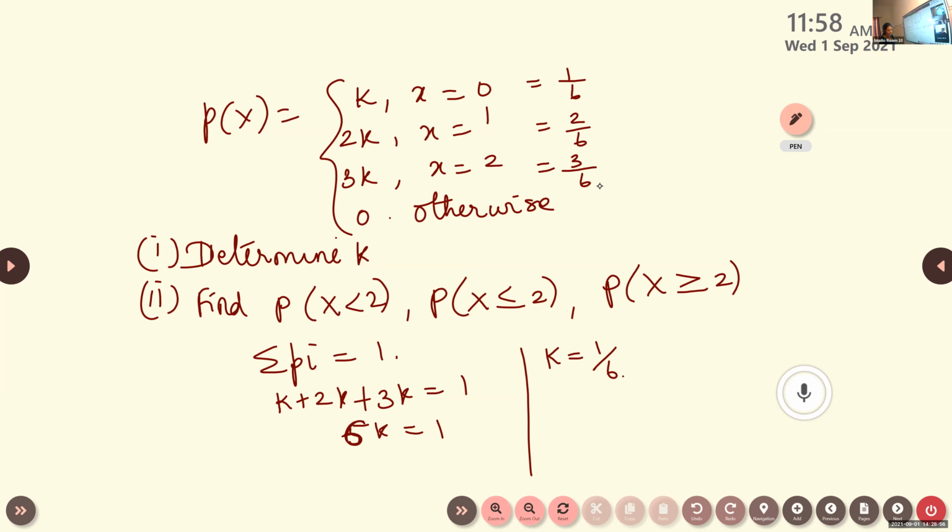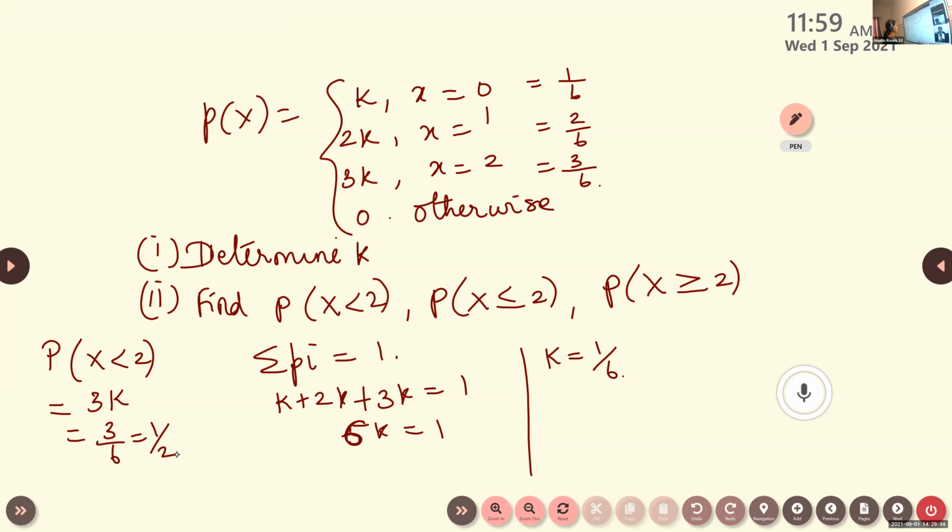Now look at the first case, p of x less than 2. X is less than 2 means we have to consider the values 0 and 1. Shubham, is it clear? For less than 2, what are the values? We have k and 2k, so it will be 3k. And what is the value of k? 3 by 6, which is 1 by 2.